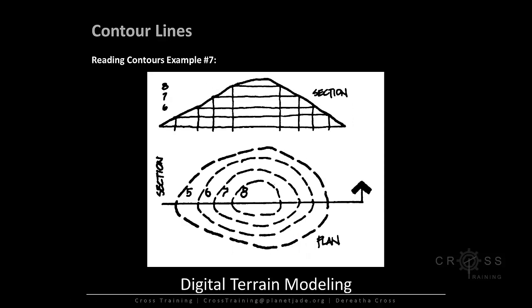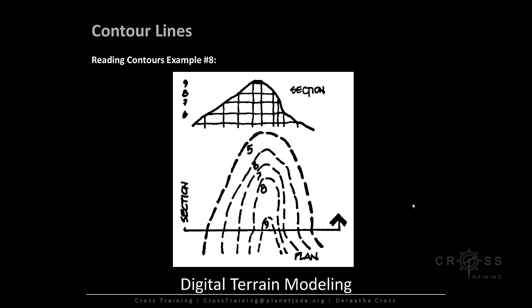Here's an example of a hill, and this is kind of like a mound. This also could be like a pond. And we know that this is a hill because we can see from the contours, they get bigger as they get towards the middle circle. If the contour numbers were getting smaller as we get to the middle circle, then we know that this is a pond type situation. And we can see from our section here that this is clearly a hill mound type situation.